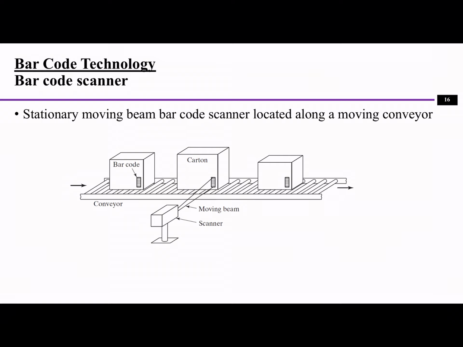For example, in this case, you can see there's a scanner sitting there, and then there's the moving beam. The moving beam is actually going up and down to scan all the codes from the product. So this is a stationary moving beam barcode scanner.